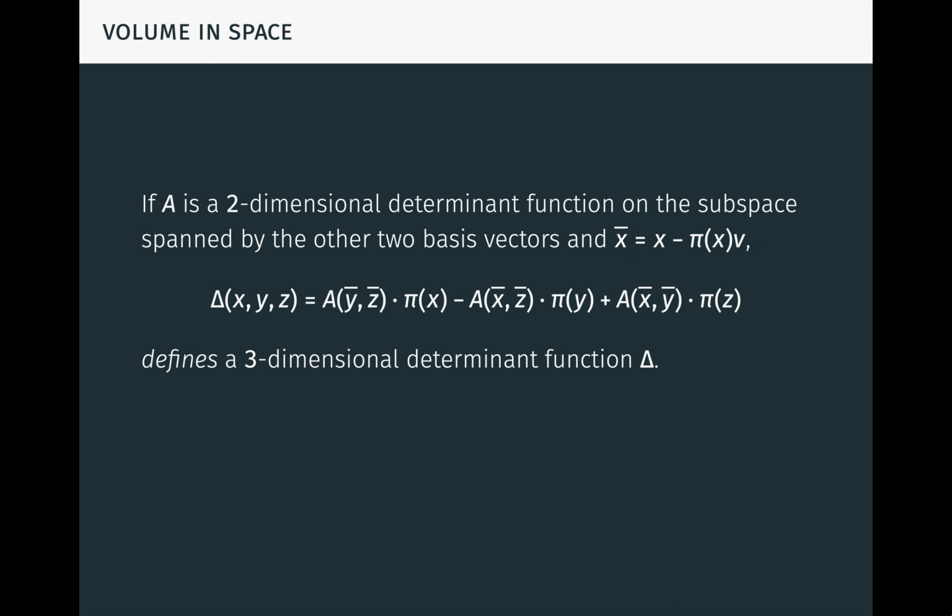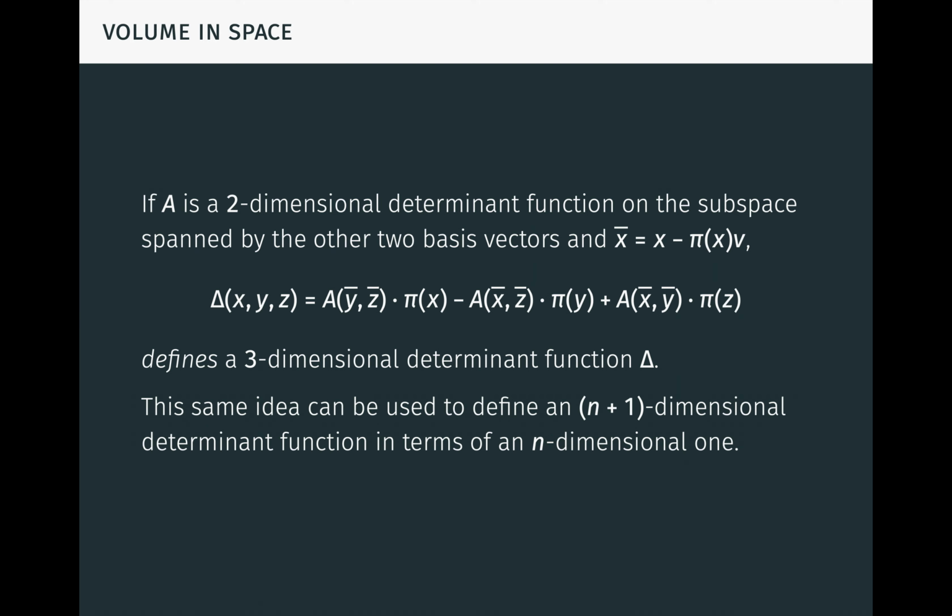Indeed, if A is any two-dimensional determinant function on the two-dimensional subspace spanned by the two basis vectors other than v, and x bar denotes the projection of the vector x on this subspace, which is just x minus pi(x)v, then this equation defines a three-dimensional determinant function delta in terms of A. Delta will be non-zero if A is.